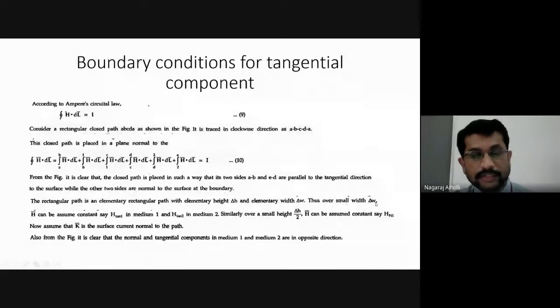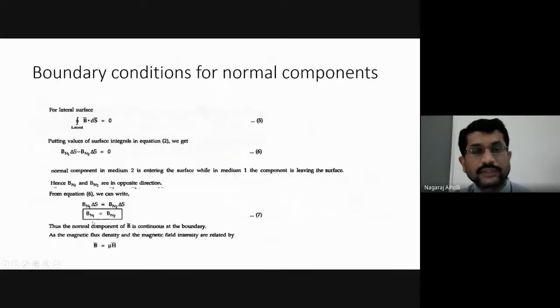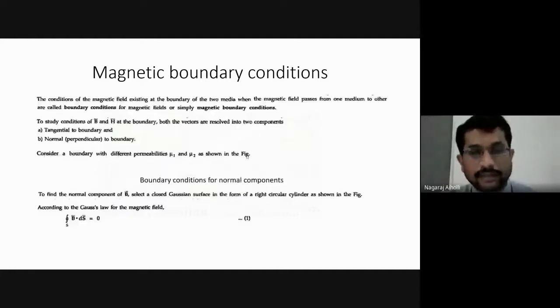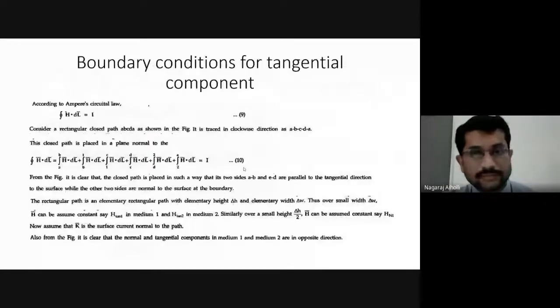Thus, over the small width delta w, H bar can be assumed constant. The width delta w is very small, and hence the tangential component can be assumed constant throughout the surface delta w. Because it is a small surface, the variations in the tangential component will be very less. So H bar can be assumed constant, say H tan 1 in medium 1 and H tan 2 in medium 2.